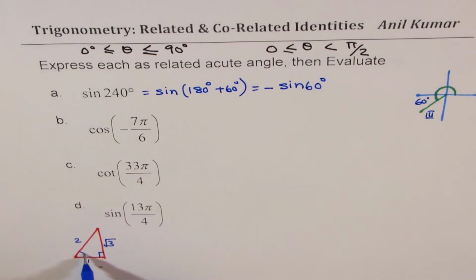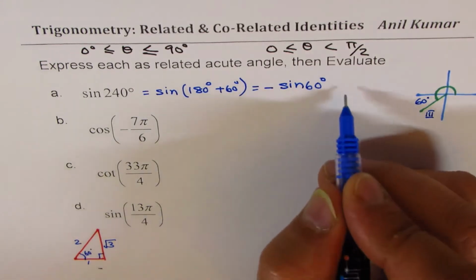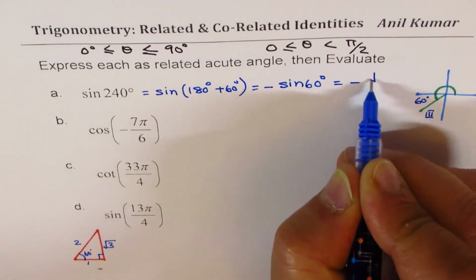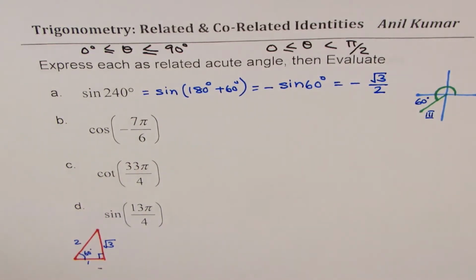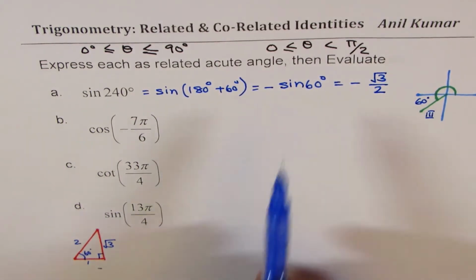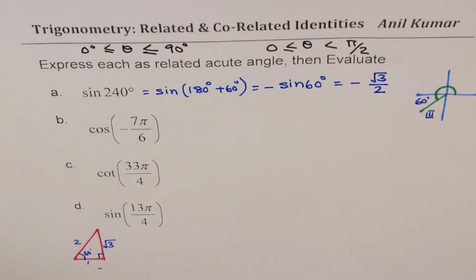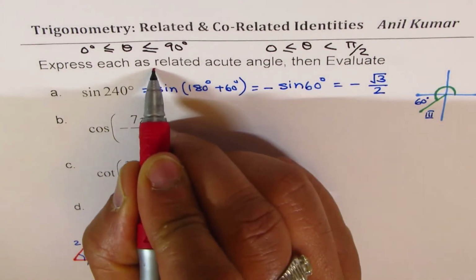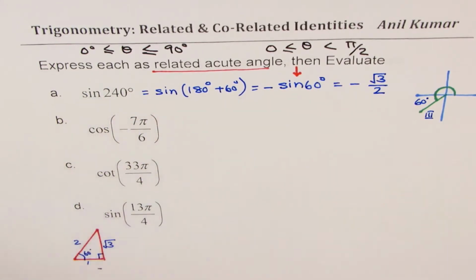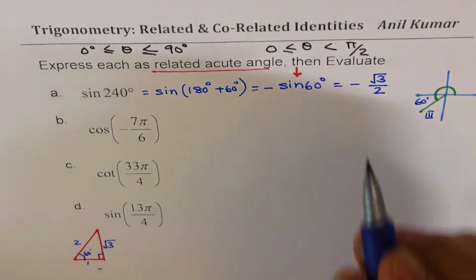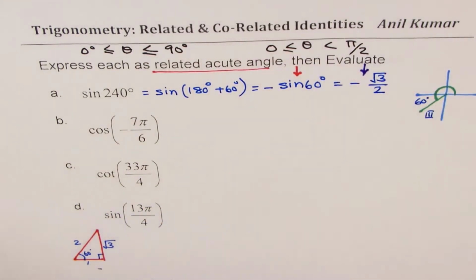Sine 60 degrees, that is 60 degrees. Sine is square root 3 over 2. So we could write this as negative square root 3 over 2. Is that clear? So what we have got here is a related acute angle. We wrote this expression in terms of the related acute angle, and then we evaluated. So that is to find the value, which is this line, right?